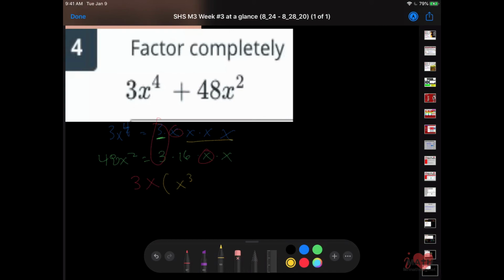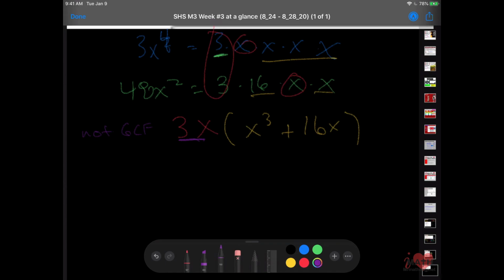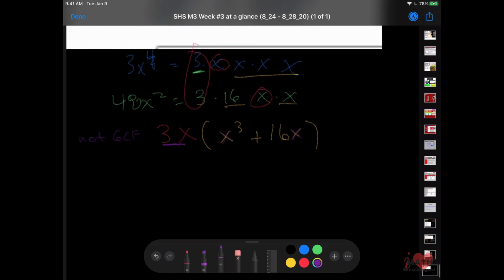plus 16x. Oops, I made a mistake. And maybe I made this mistake on purpose to show you. 3x, let's use purple, 3x is not the GCF. Why? Because if you notice in here, they still have an extra x. Can you look back up here? You see how I should have circled out another x. So if you put that other x out here, the real GCF is 3x squared.